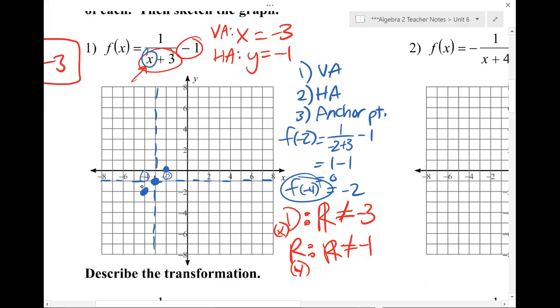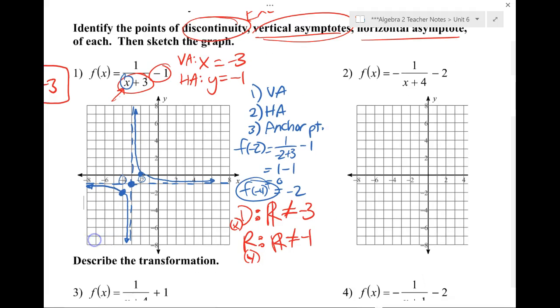Once we have your anchor points, draw a line that gets really close to your asymptote but doesn't quite touch, because it never does. Then do the same thing going towards the horizontal asymptote. Then you're going to do the same thing coming from your other anchor point on the other side, going really close to the vertical asymptote, and then getting really close to the horizontal asymptote, but never actually touching. Okay? Now let's go on to number 2.